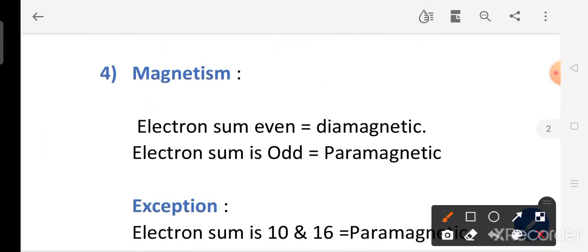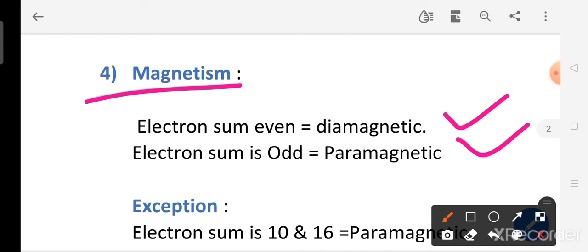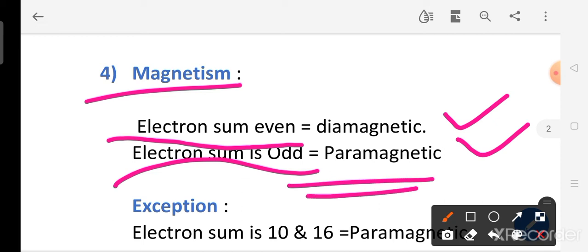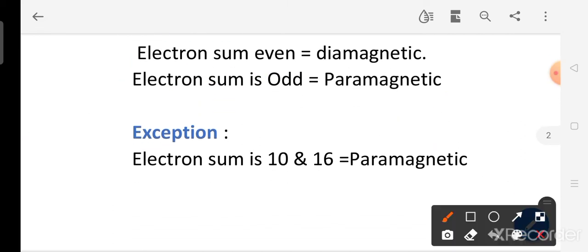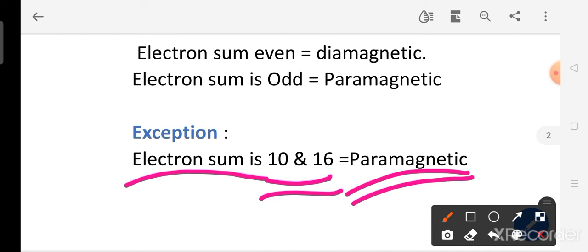Then the next point is magnetism. There are two types of magnetic nature: the first is diamagnetic and the second is paramagnetic. When the electron sum of a molecule is even, the molecule is diamagnetic in nature, and when the electron sum is odd, the molecule is paramagnetic in nature. But there is also one exception. When the electron sum of the molecule is 10 or 16, then the molecule is paramagnetic.